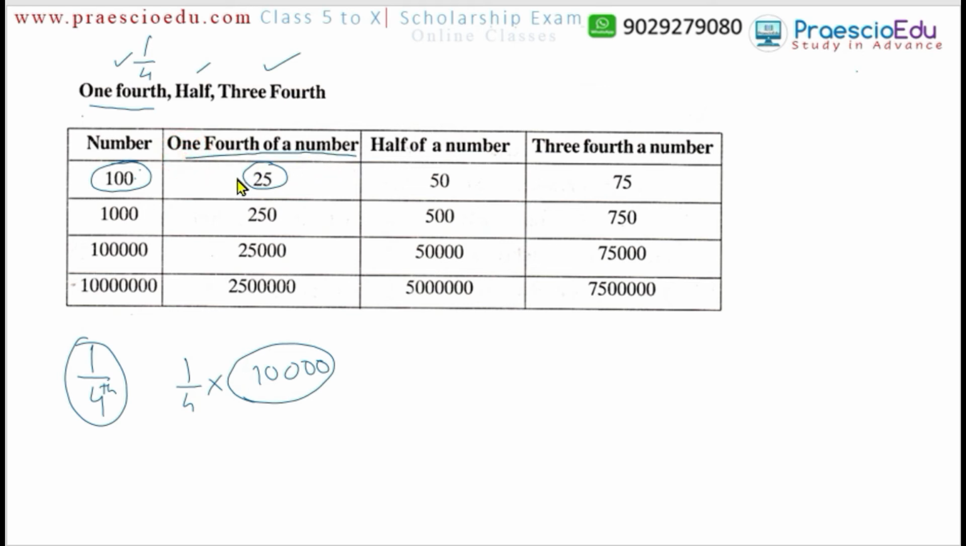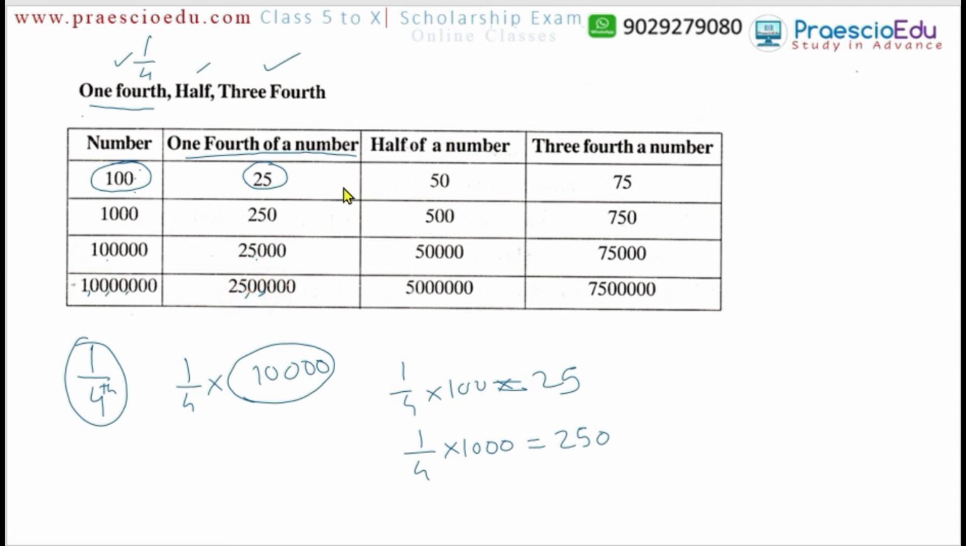So try to calculate with other numbers, take another number and find 1/4, if it is divisible by 4. Now we will concentrate on the numbers. 100 can be divided by 4, so 1/4 of 100 means 1 by 4 multiplied by 100 equals 25. 1/4 of a thousand means 1 by 4 multiplied by 1000 means 250. Here 1 lakh, so 1/4 of 1 lakh is 25,000. Like this one, 1 crore means here 25 lakhs.